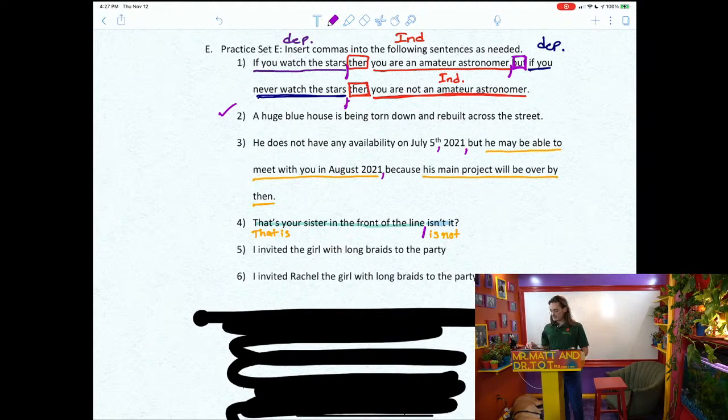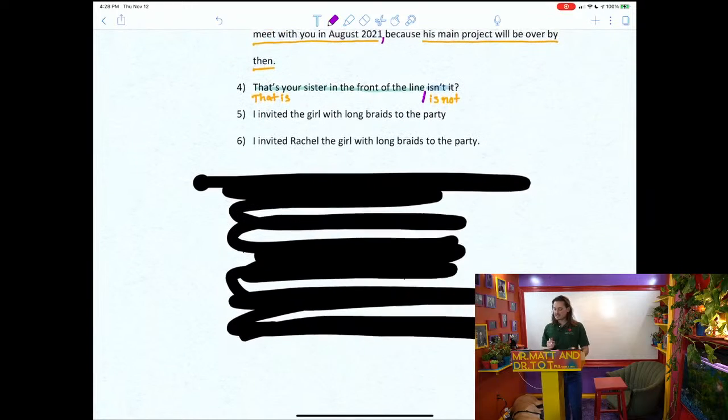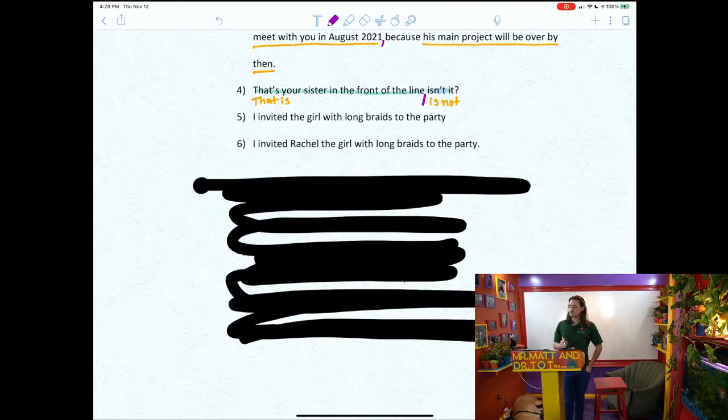And then we have 5 and 6. 5 says, I invited the girl with long braids to the party. 6 says, I invited Rachel, the girl with the long braids, to the party. So notice that in number 5, the girl with long braids is essential to the identification of the individual. It's essential information. So in number 5, we take no commas because the clause with long braids is necessary to identify out of all the girls, I'm speaking about the one with long braids.